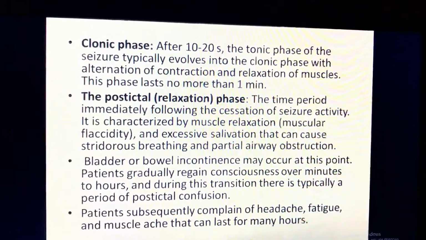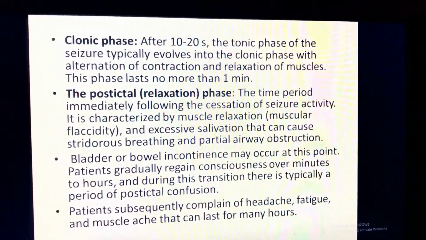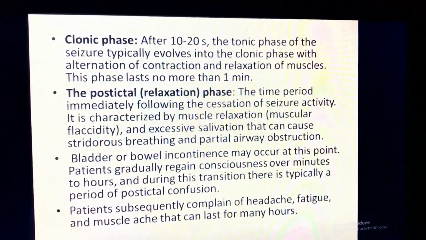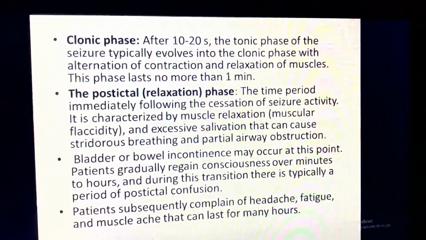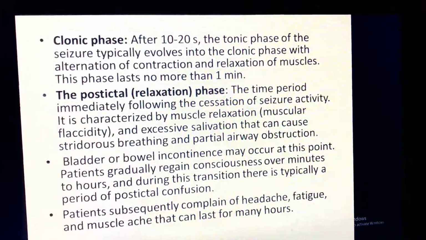Chronic phases after 10 to 20 seconds. The tonic phase of the seizure typically evolves into the clonic phase, with alternation of contraction and relaxation of muscles. This phase lasts no more than 1 minute. This is the relaxation of muscle.